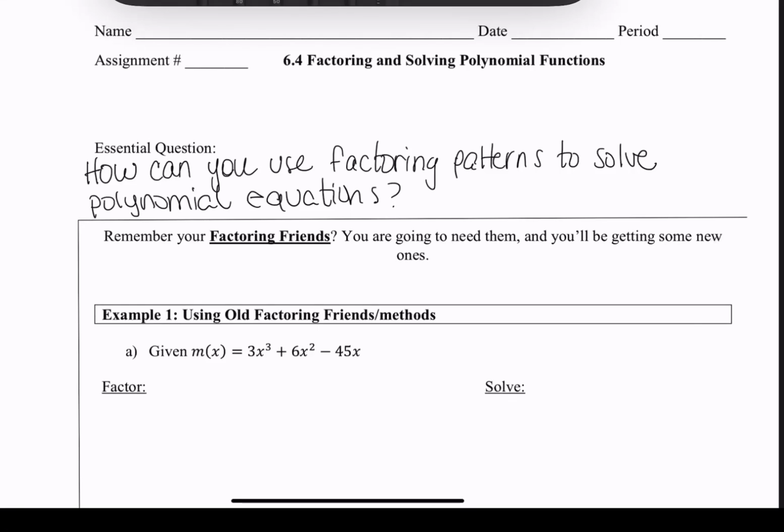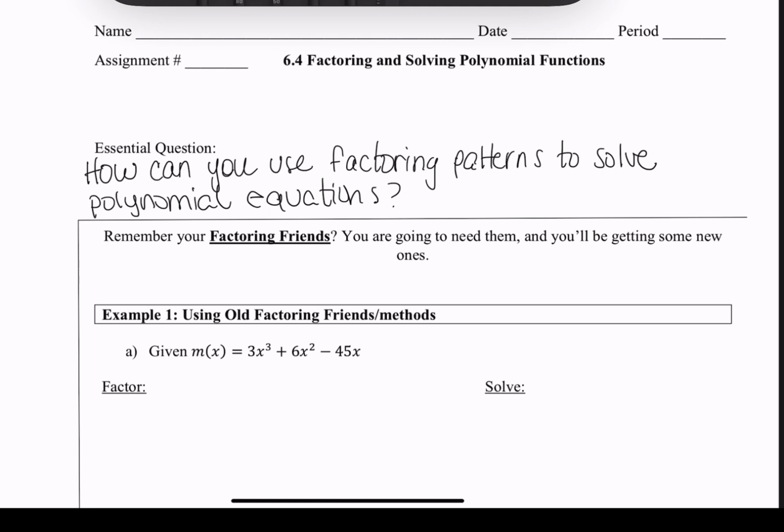6.4 Factoring and Solving Polynomial Functions. In today's lesson, we are going to build very heavily on what we already learned about factoring and solving quadratic functions. Now, quadratics are just one type of polynomial function, and today we're going to take some of those factoring patterns, some of our factoring friends, and apply them to polynomial functions of higher degree. So third degree, fourth degree, fifth degree.